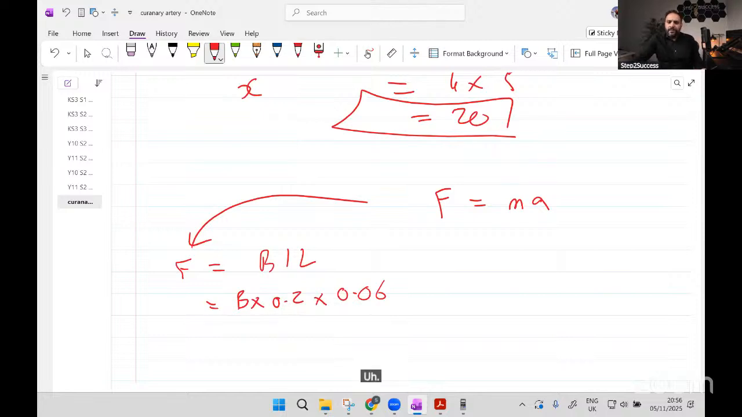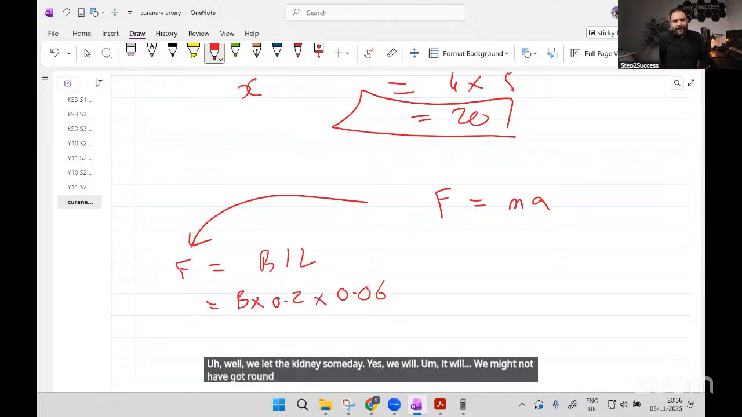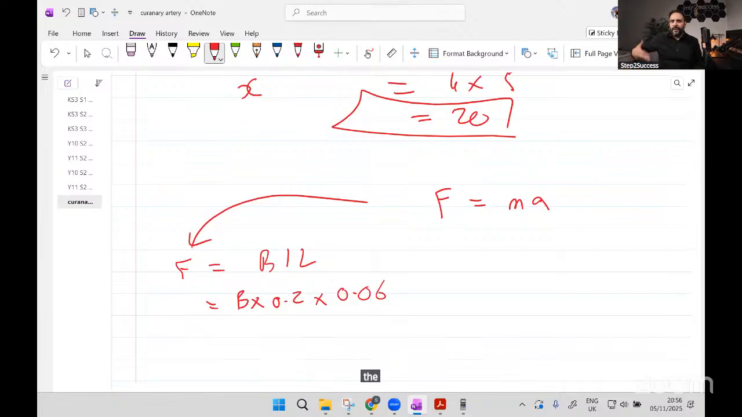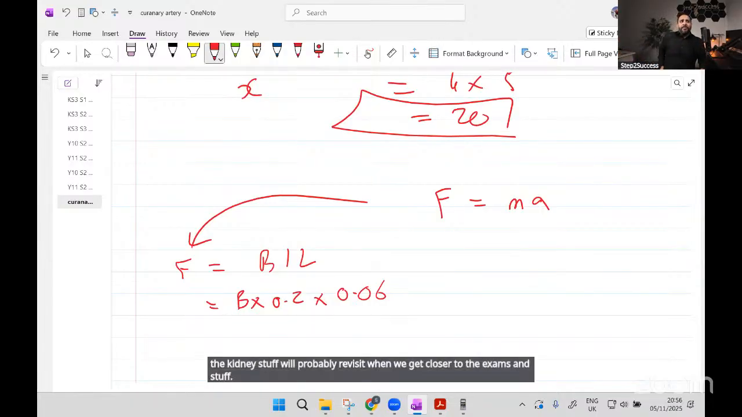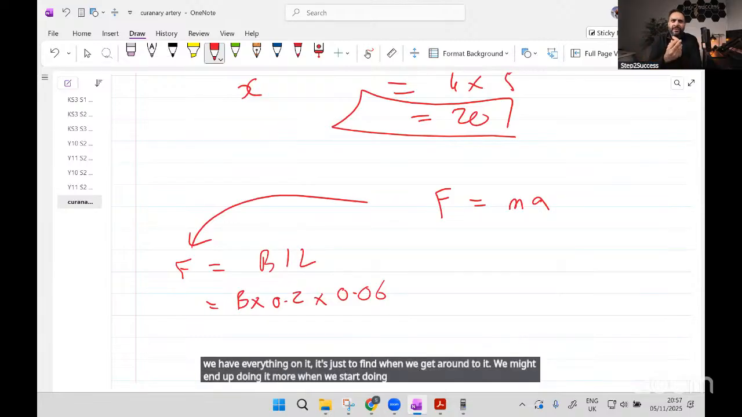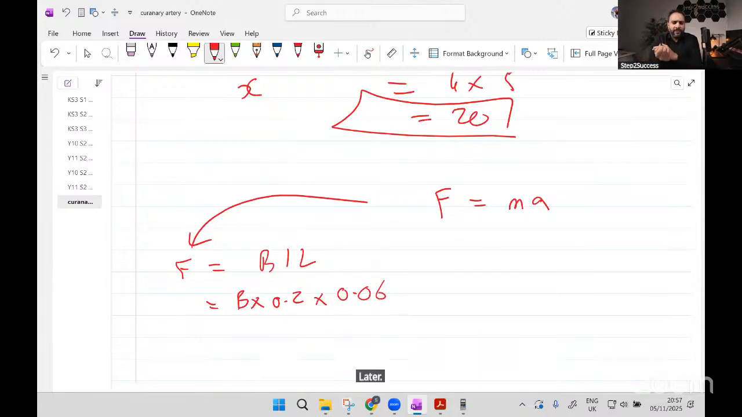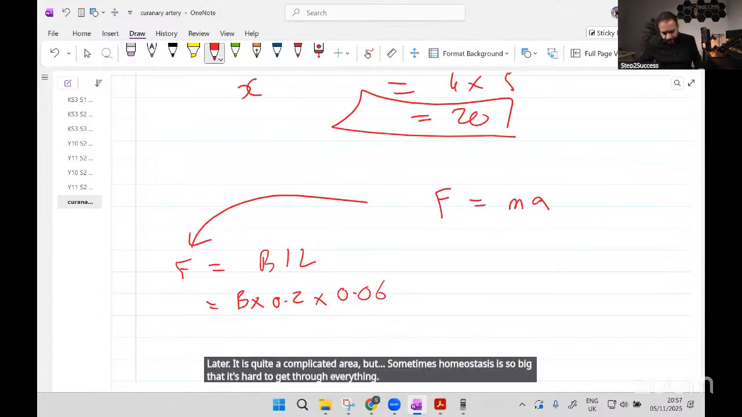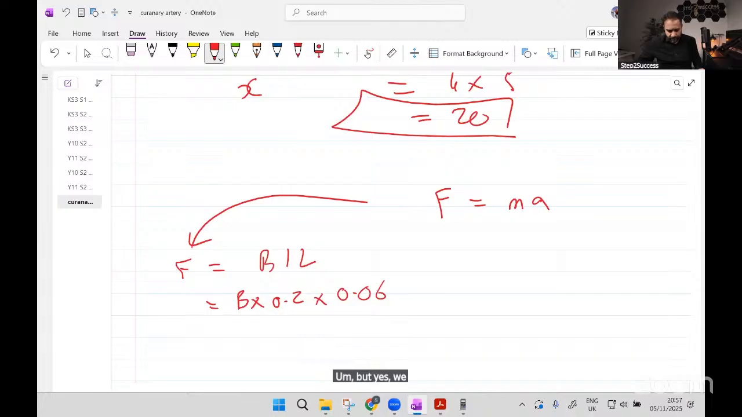Will we take the kidney someday? Yes, we will. We might not have got round to it when we did that, but if you contact us, and I actually made a video on this before, the kidney stuff we will probably revisit when we get closer to the exams. But yes, is the answer. We have everything on it, it's just depending on when we get around to it. We might end up doing it more when we start doing the exam revision stuff later. It is quite a complicated area, but sometimes homeostasis is so big that it's hard to get through everything. But yes, we should be doing that.